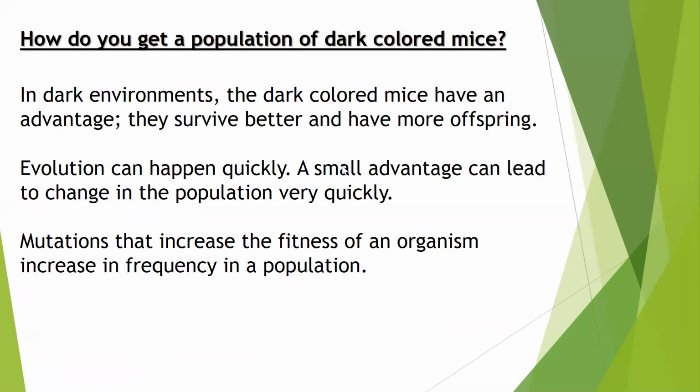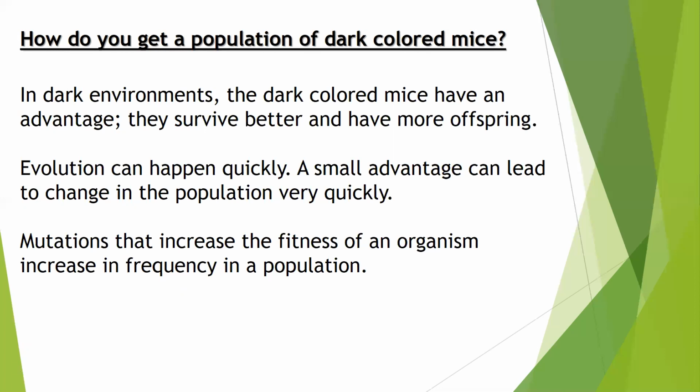So how do you get a population of dark colored mice from, say, a light colored population? Once you have that mutation that exists in that population, even if that environment stayed sandy, which it would have for a really long time, you would need some catastrophic geologic event like a lava flow or something.